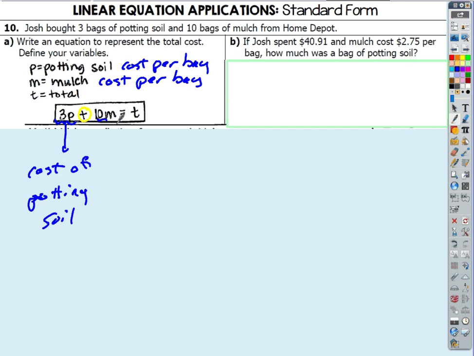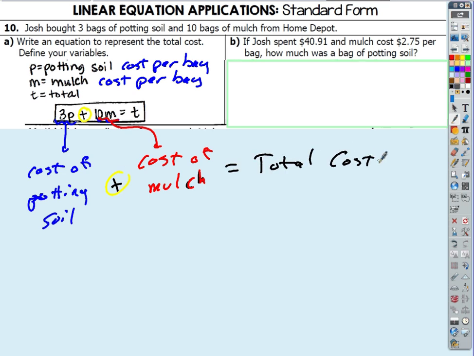How about the 10M? Yeah, that's the cost of the mulch. We had 10 bags of mulch, and each bag cost M dollars. So doesn't that make sense then? Whoops, I did spell that right there. Not too bad. So look at this. Now we've got, that makes sense. We broke this down into the cost of the potting soil plus the cost of the mulch equals, no surprise, total cost, right?